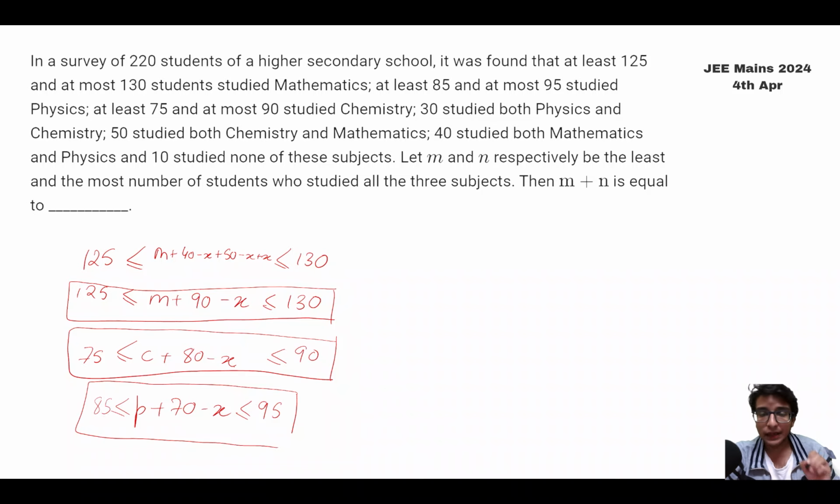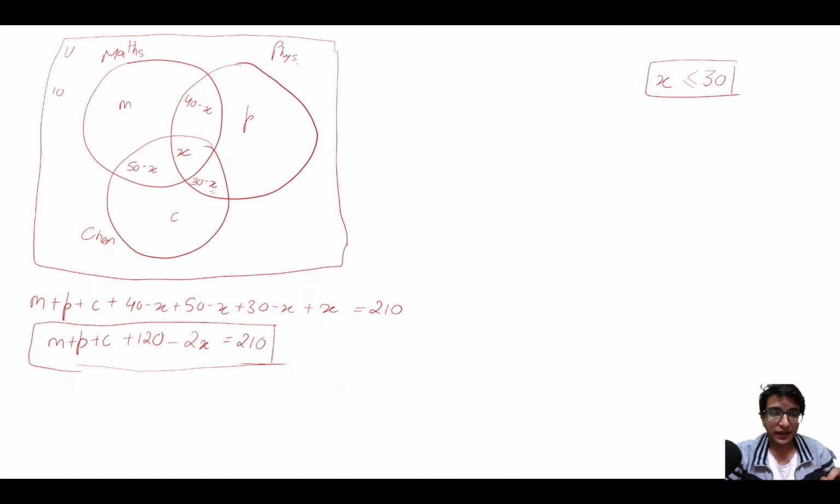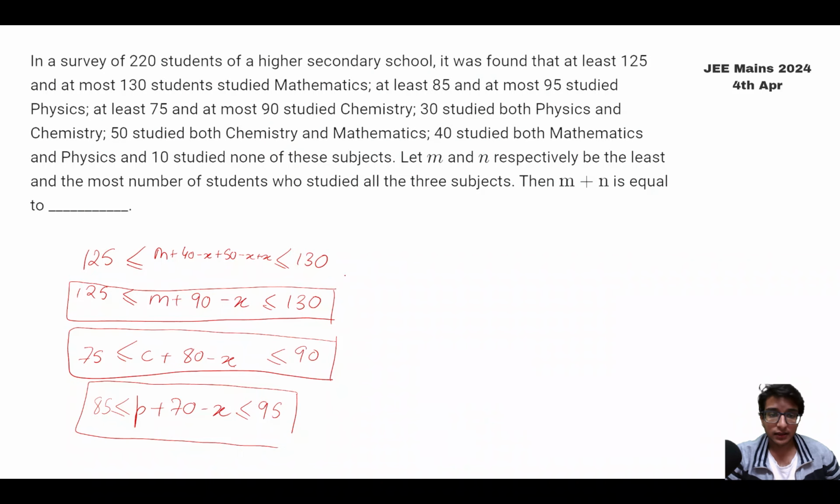Now what I'll do is I'll simply add all these three equations so that I can get m plus c plus p together. And if I get m plus c plus p together, I can replace it from this equation and then find out my x. So if I add these three equations, what do we get? We are going to get 125 plus 75. This would make it 200. 285 less than equals to, here we would have m plus p plus c, plus this would become 240 minus 3x less than equals to, and here we would have 220.